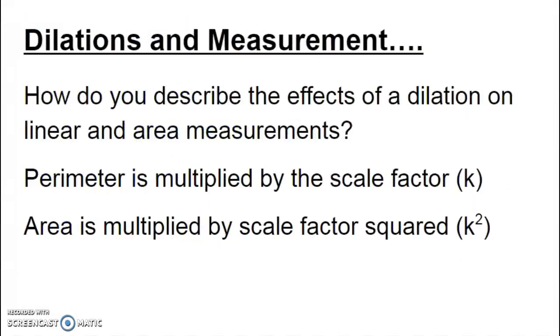Dilations and measurements. This is the new stuff. How do you describe the effects of a dilation on linear and area measurements? The perimeter is multiplied by the scale factor k. Area is multiplied by the scale factor squared, so k squared. Whatever your scale factor is, you would square it to get your area.